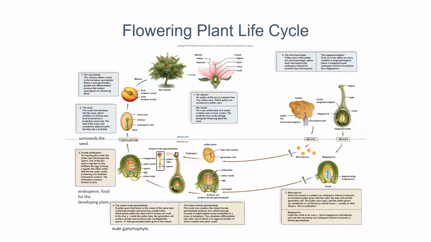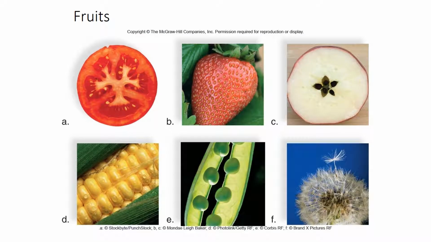Okay, the seed's going to germinate, okay, and make a mature sporophyte of a flowering plant, and basically the tree will grow, and that's the flowering life cycle. Don't worry too much about this. It is kind of complicated. You might have a couple of questions about it, but you can always refer back to your PowerPoint if you need to.